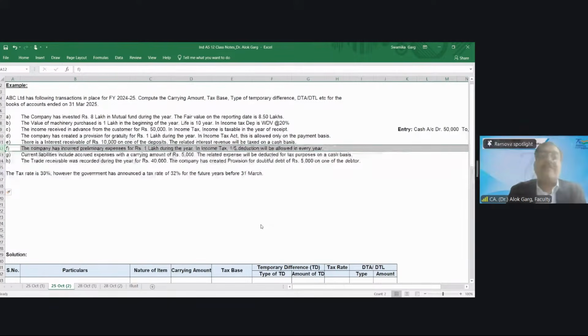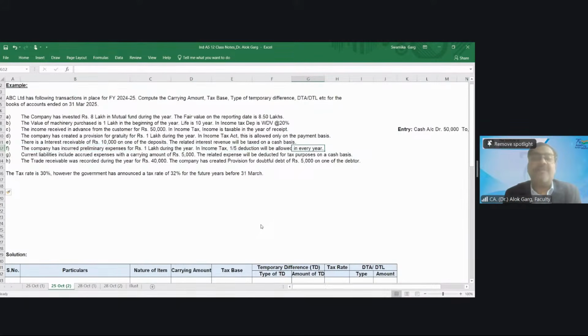So preliminary expenses for rupees 1 lakh during the year. In income tax, 1/5 deduction will be allowed in every year. Tell me, what is the carrying amount? Carrying amount is 0. Sailendra, what is your view?